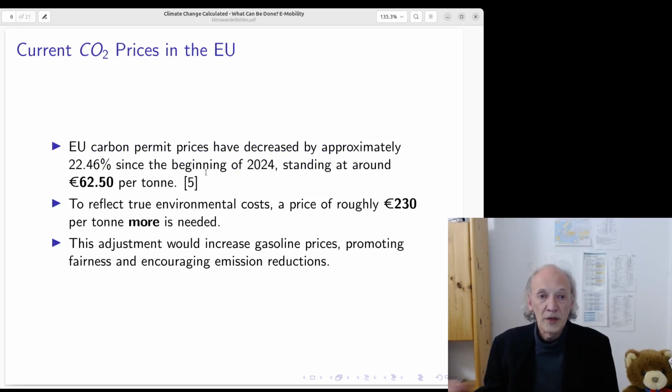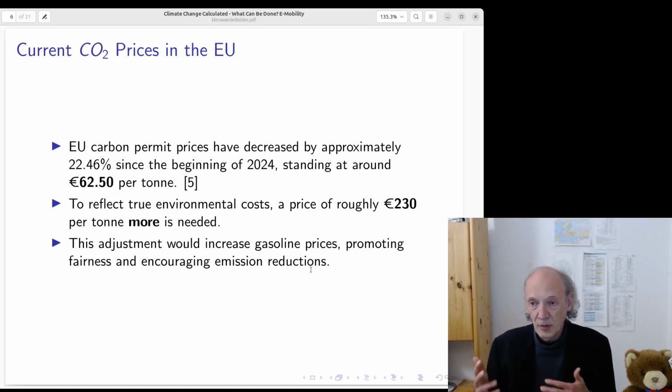If you compare this now to the current EU CO2 prices, you can see that it's not quite fitting. We currently have a price of 62 euros per ton of CO2, and it actually went down during 2024. In reality it should be more like $300 per ton. So we need roughly 230 euros per ton more than we have now. This adjustment would also increase gasoline prices, promoting fairness and encouraging emissions reductions.